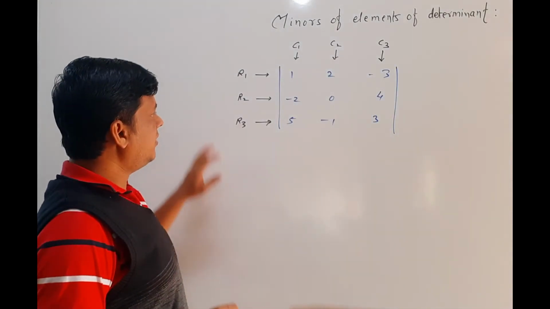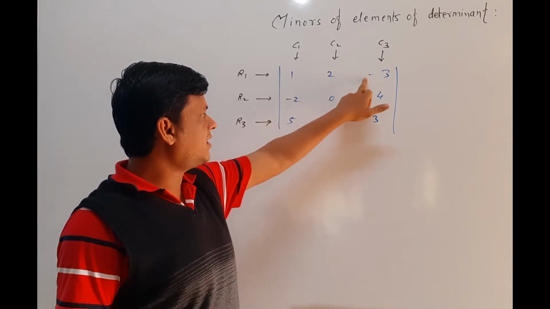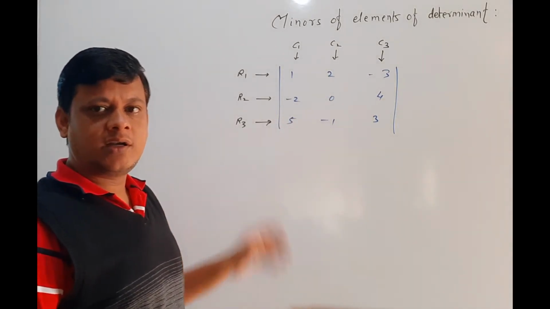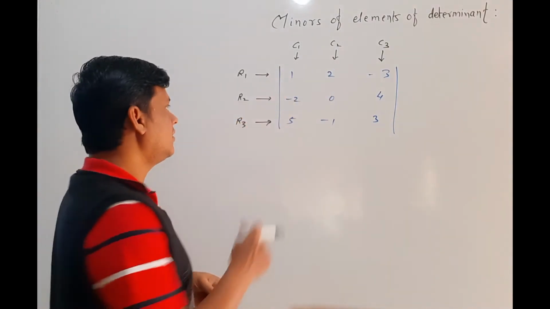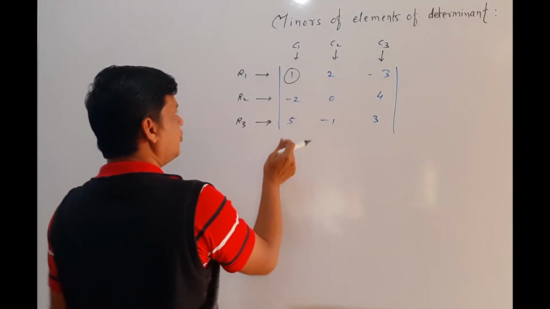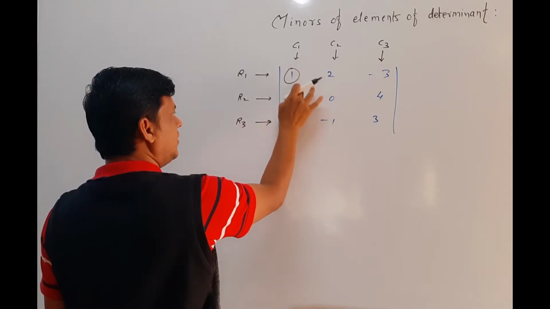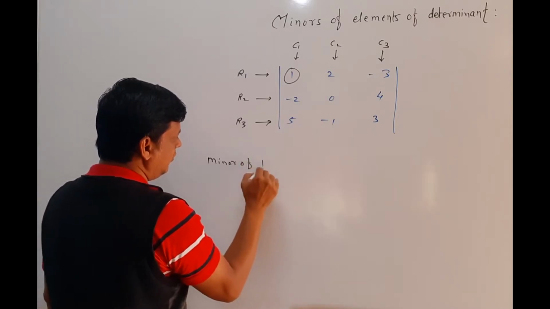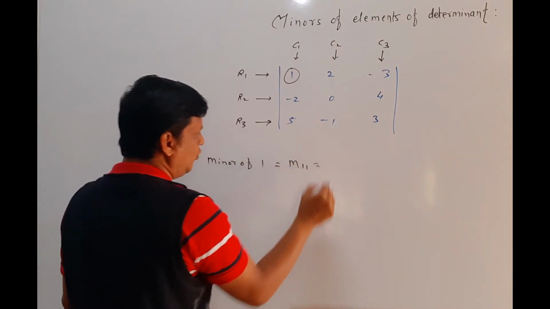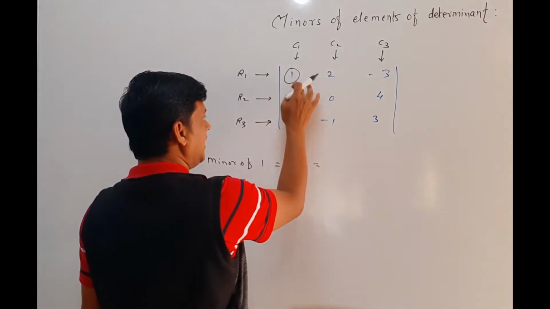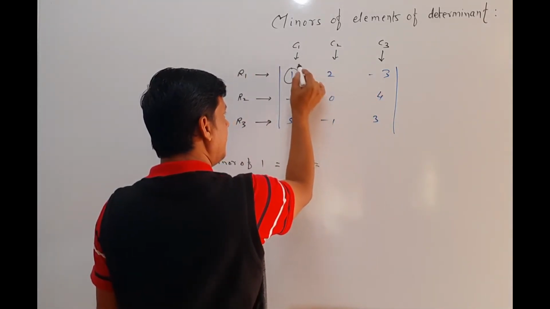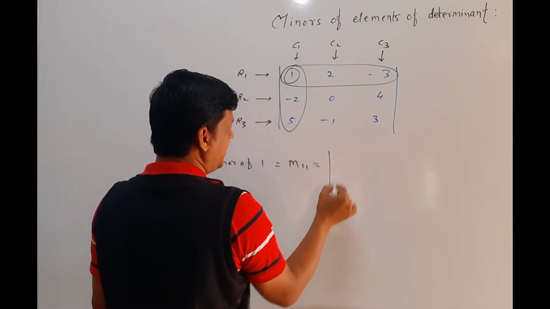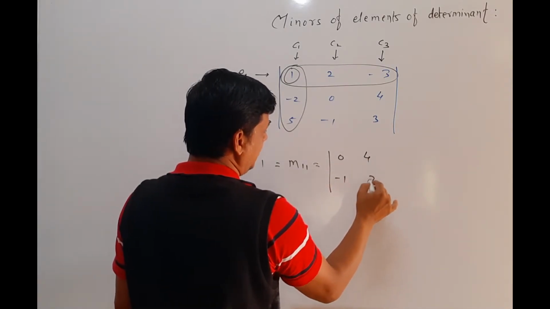Now see here a determinant having elements 1, 2, -3, -2, 0, 4, 5, -1, 3. Now we have to calculate the minor of element 1. This element 1 has position (1, 1) because it lies in the first row, first column. So we write the minor of 1 equals M11. Since it lies in the first row and first column, we skip the first row and first column. The remaining elements are 0, 4, -1, 3.